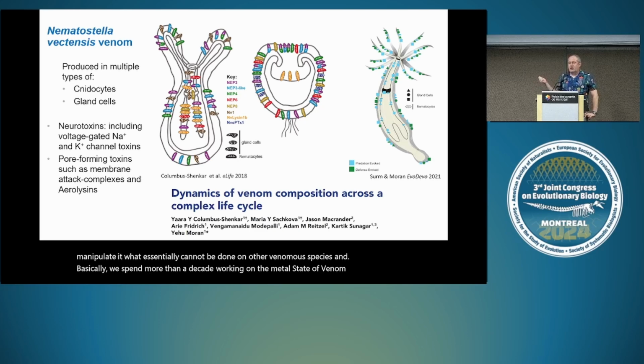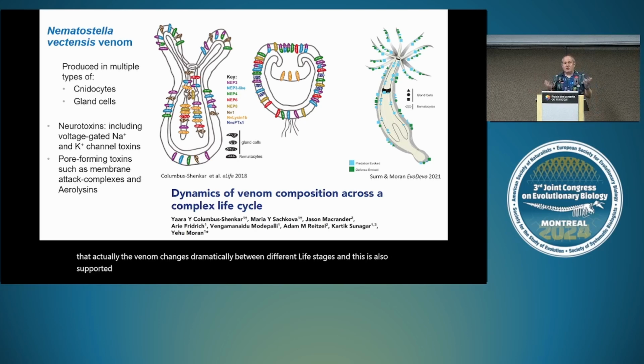We showed that the venom changes dramatically between different life stages, and this is also supported by a large variety of different cell types that produce different venom components. And if we look further, basically what we see, sorry, one second.